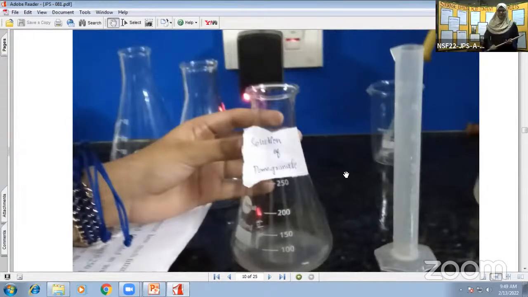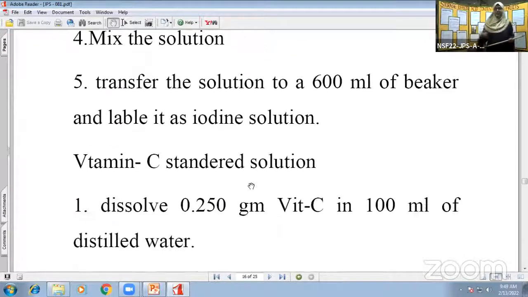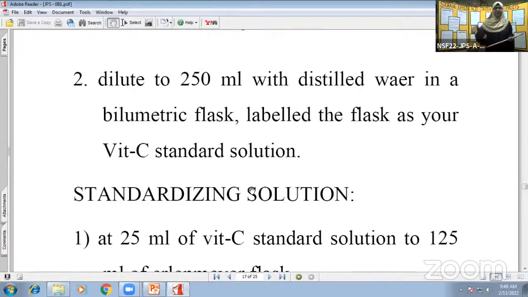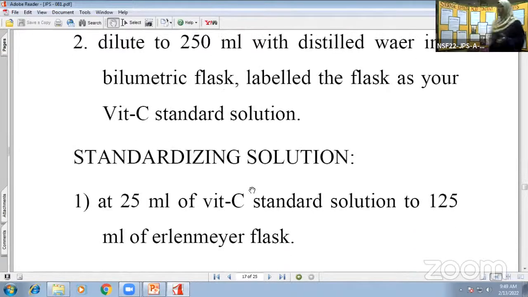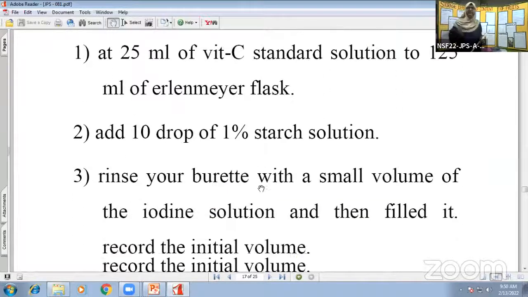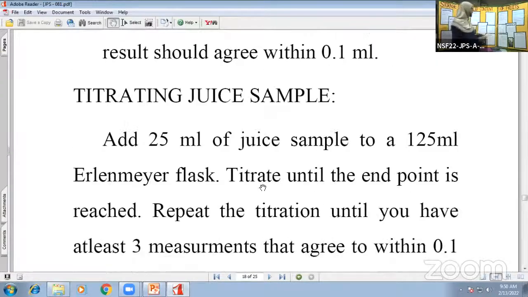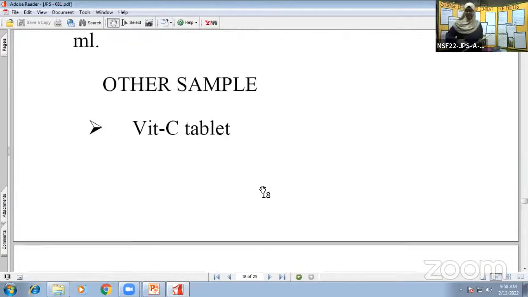Now I did the titration of the juice sample. In this, we need to take 25 ml of juice sample instead of the vitamin C standard solution. Again, add the 10 drops of starch, then initial volume, then titration, the same method. Do it twice and then find the calculations. After doing the calculations, I got the result that in fresh guava, the vitamin C was 0.028 and in the stored it was 0.017, which shows a decrease in vitamin C. Here in the graph also it shows the decrease in vitamin C.